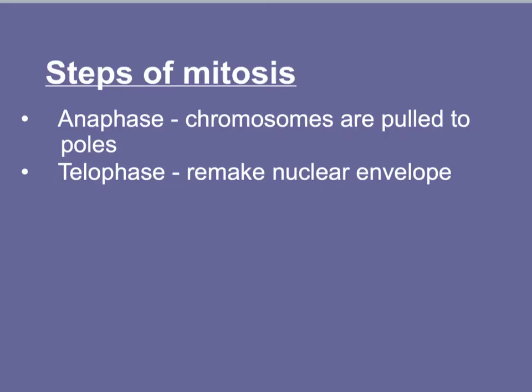So here are the words that you need to know. At anaphase, the chromosomes get pulled apart. How are they pulled? They're pulled by microtubules generated on the spindle complex. And the spindle complex is made of centrosomes, which are the same thing as the MTOC. Okay, and at telophase, the nuclear envelope reforms.